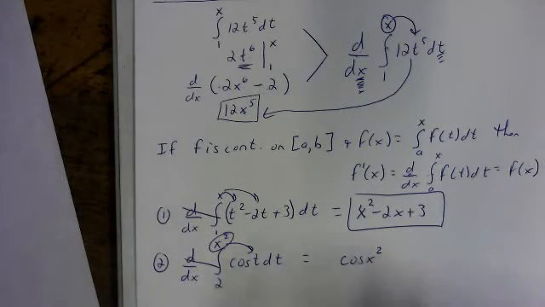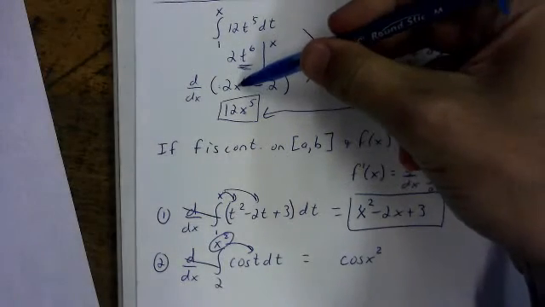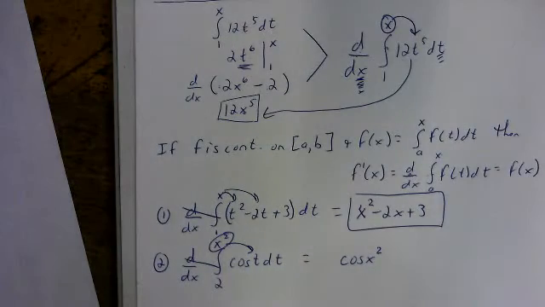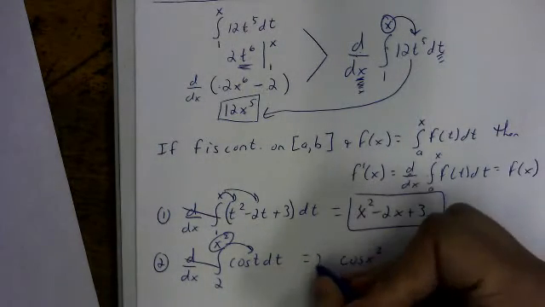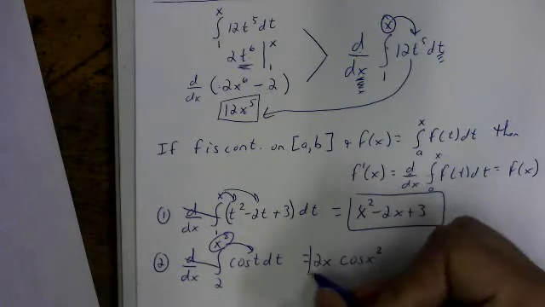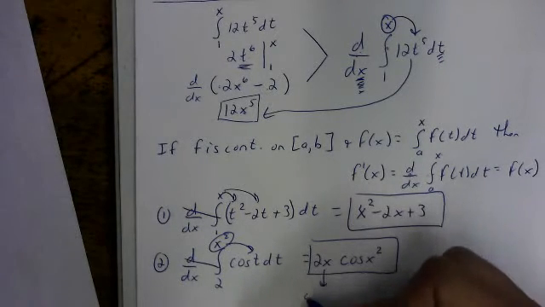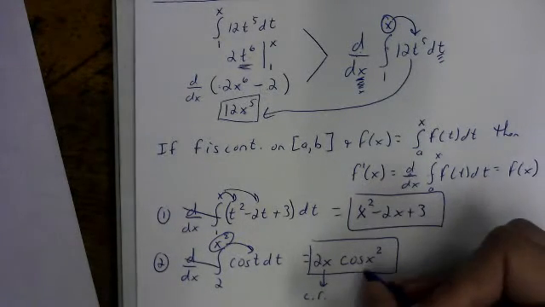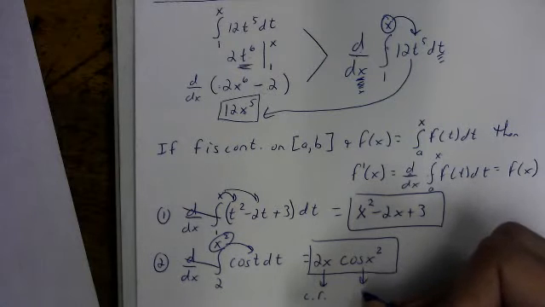If you were to plug this in up here, this would be an inside function. And therefore we must take the derivative of the top limit. And there's our answer. So again, this is the chain rule. And this is just simply the fundamental theorem of calculus part 2.